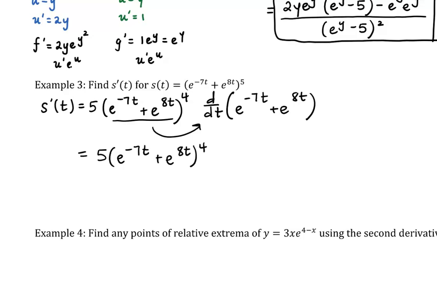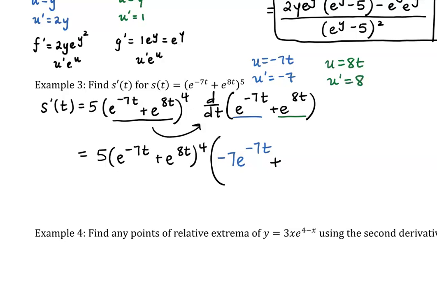And then I'm going to go ahead and take this derivative of what's on the inside here. For the e to the negative 7t term, our u is negative 7t, and our u prime is negative 7. So that derivative is u prime e to the u. Then we will be adding the derivative of the e to the 8t. For that case, our u is 8t, and our u prime is 8. So this derivative is u prime e to the u. And then I'll close my parentheses, and that will give us our answer for this derivative.